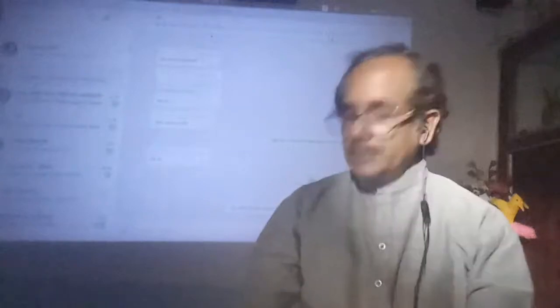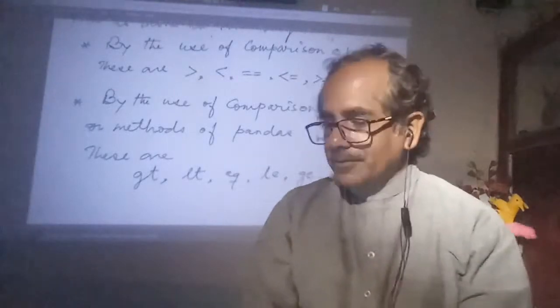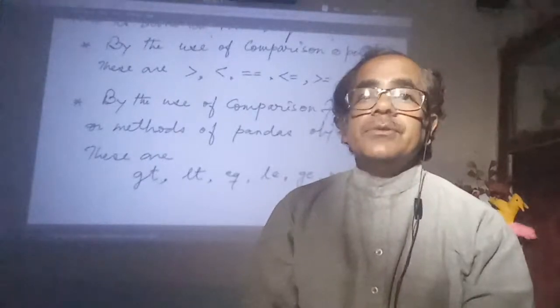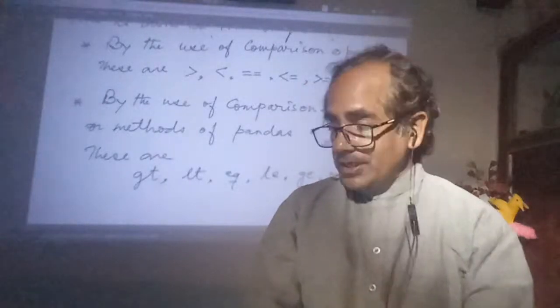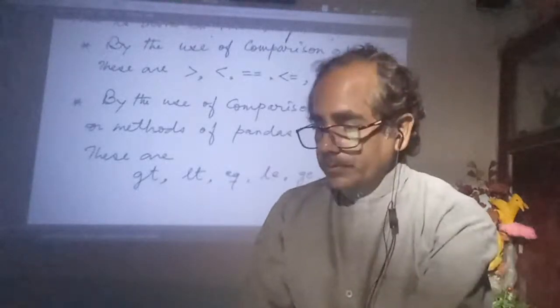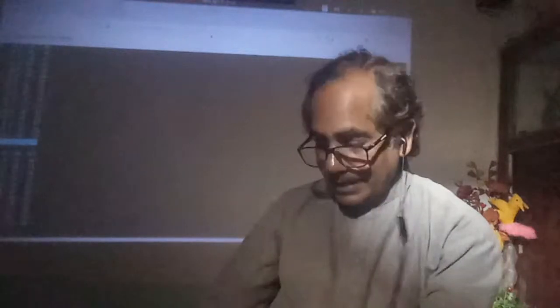Yes, this is now connected. So I was saying that by the use of comparison functions or methods of pandas objects, you can do this. And these are GT, LT, EQ, GE, and NE. Now, in order to use it, come to the terminal. We have N here, and let us have the comparison.